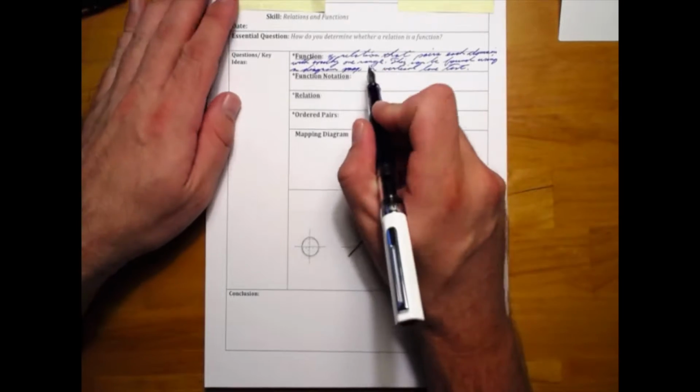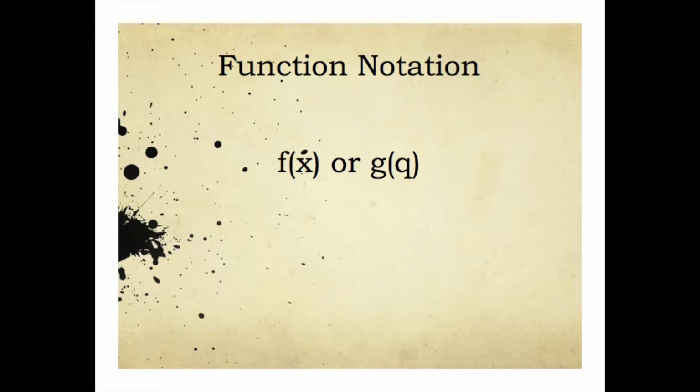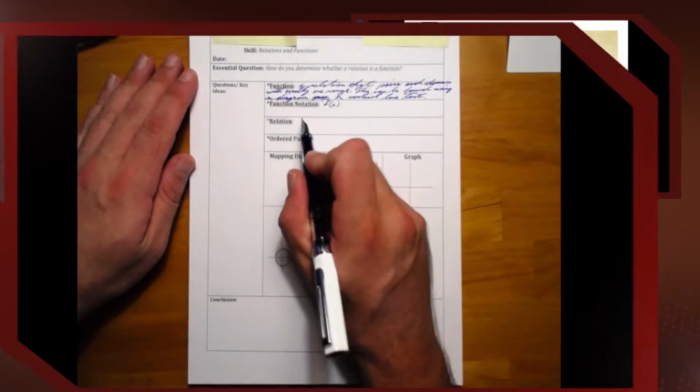Function notation is just a fancy way of writing y, or f of x. It could be g of q. It's a function of input.